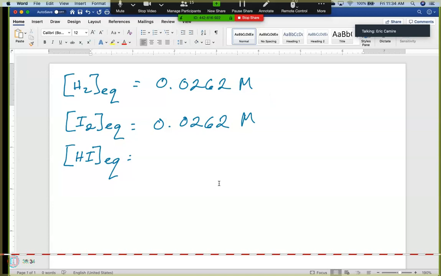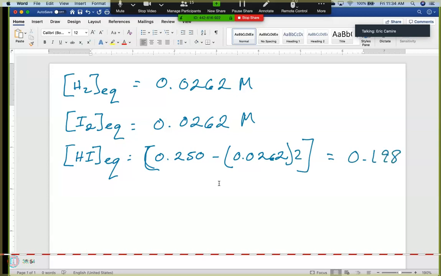And then our equilibrium concentration of HI, we said was the expression 0.250 minus, make that a bracket, 0.0262 times 2. If you do that math out, what we should be getting is the equilibrium concentration for HI as well. The nice thing about equilibrium tables is you can always double check your work.